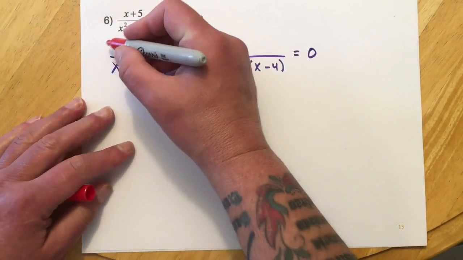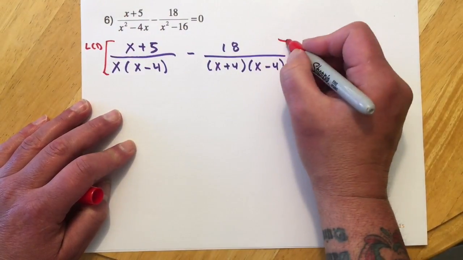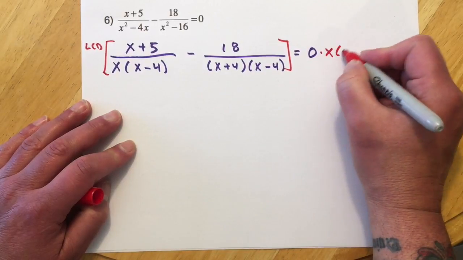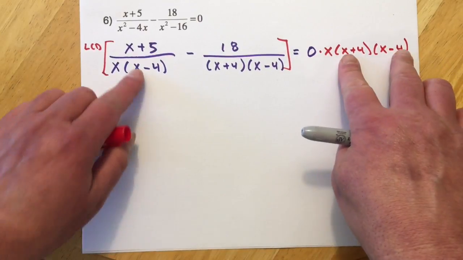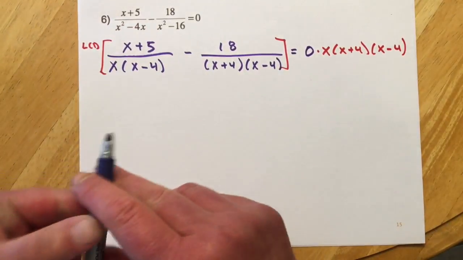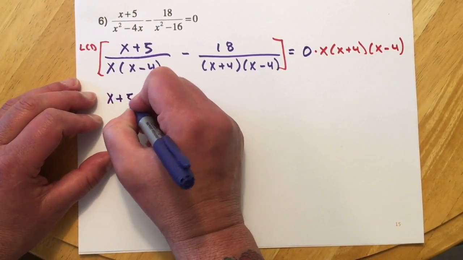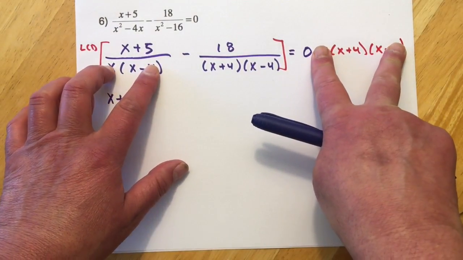I don't have a ton of room, so I'm going to just kind of cheat here and write LCD on this side. And let me write it out, even though it's going to be 0, just so you can see x plus 4, x minus 4. I'll kind of point at that as I'm doing the canceling, since I don't have enough room there. So here I'm going to have x plus 5 in the numerator. The x and the x minus 4 are canceling, so I'm going to have that plus 4 left.